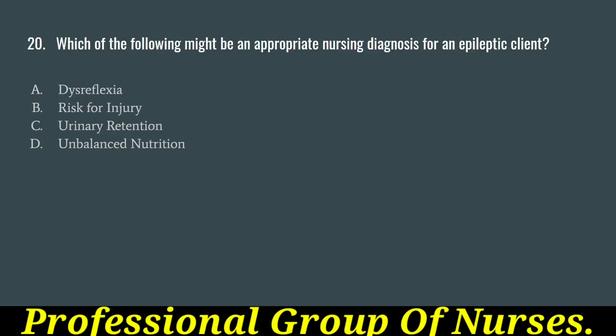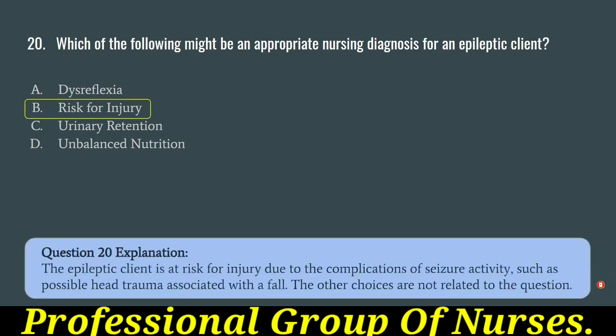Question 20. Which of the following might be an appropriate nursing diagnosis for an epileptic client? A. Dysreflexia. B. Risk for injury. C. Urinary retention. D. Unbalanced nutrition. Answer: B. Risk for injury. Explanation: The epileptic client is at risk for injury due to the complications of seizure activity, such as possible head trauma associated with a fall. The other choices are not related to the question.